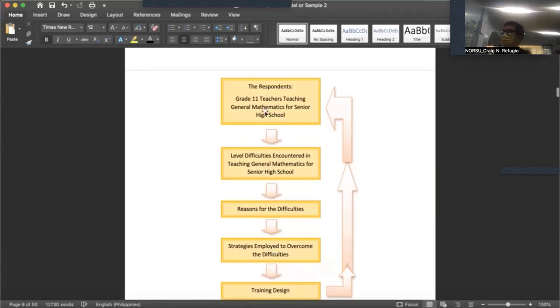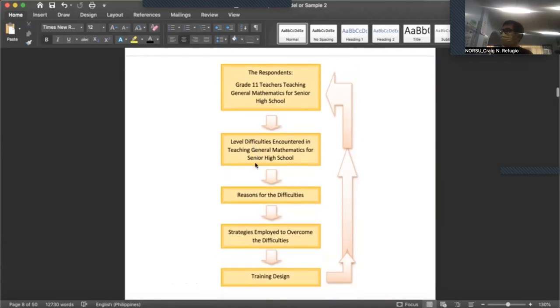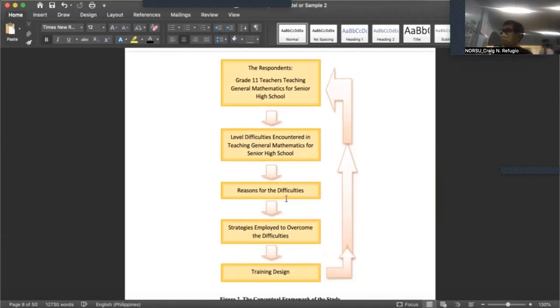So the respondents would have a variation among yourselves. The second box, the level of difficulties encountered, will have a variation among yourselves. Reasons for the difficulties, that's common to all of you. Strategies employed to overcome the difficulties, that's actually common to all of you. Then the training design, that's actually common to all of you.